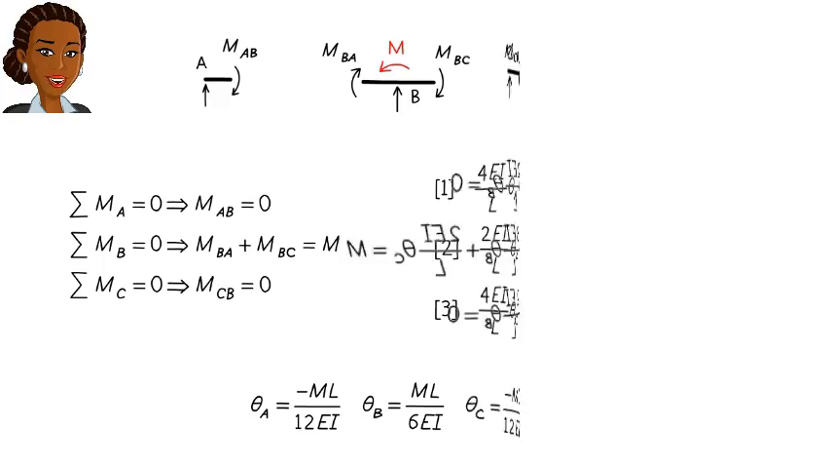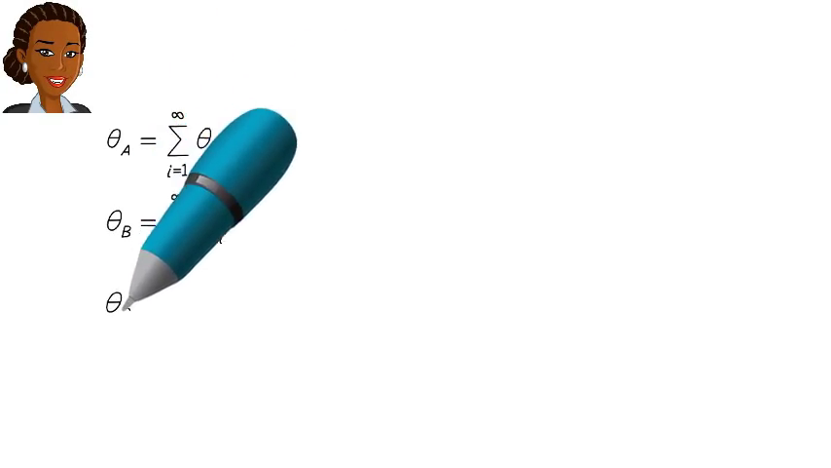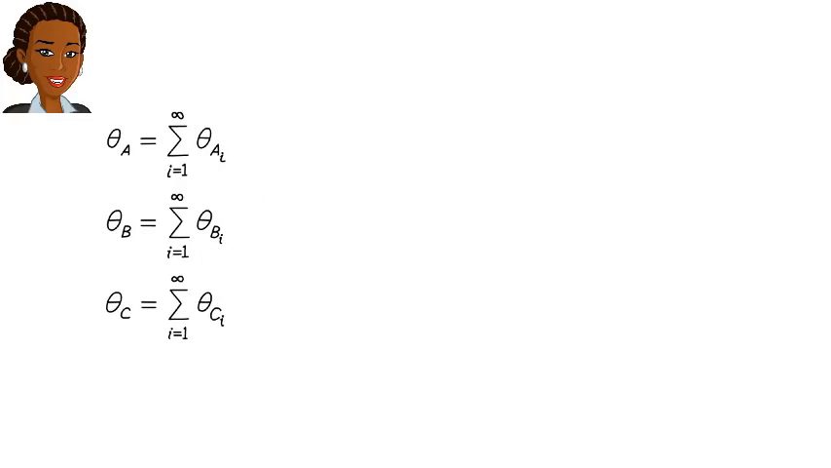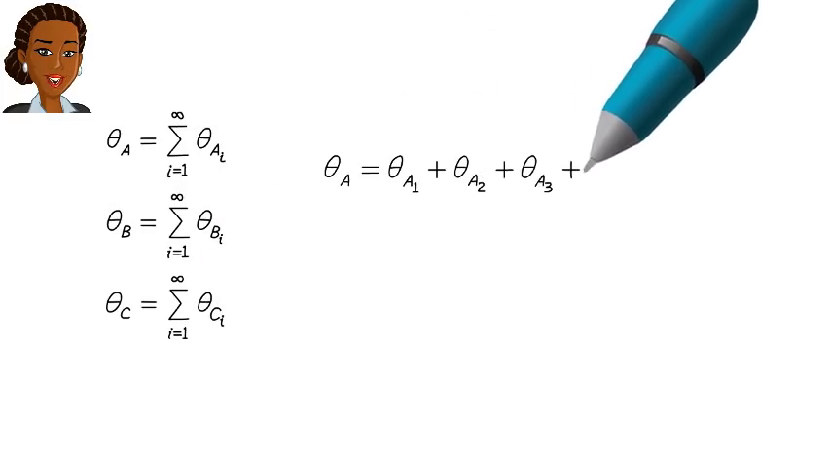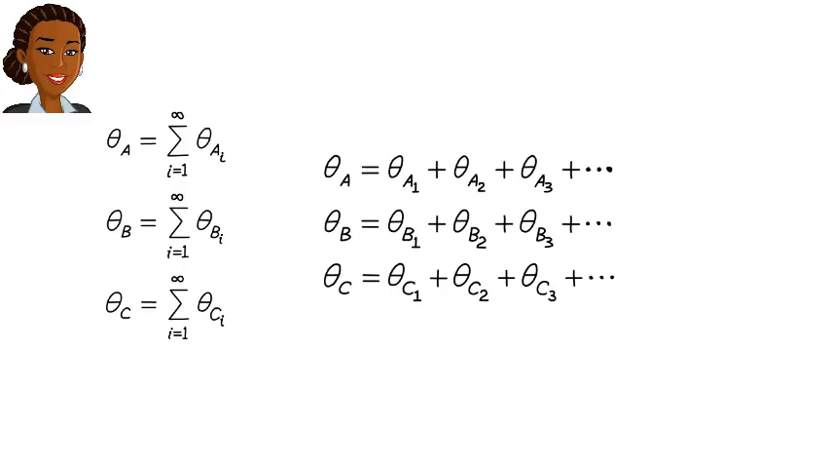We are going to rewrite the unknown joint rotations in the series form like this. In the expanded form, these series can be written as follows. Then, we proceed to find the rotations in a stepwise manner, where in each step we calculate one term of a series. That is, we calculate theta A1 in step 1, theta B1 in step 2, theta C1 in step 3, theta A2 in step 4, theta B2 in step 5, and so on.